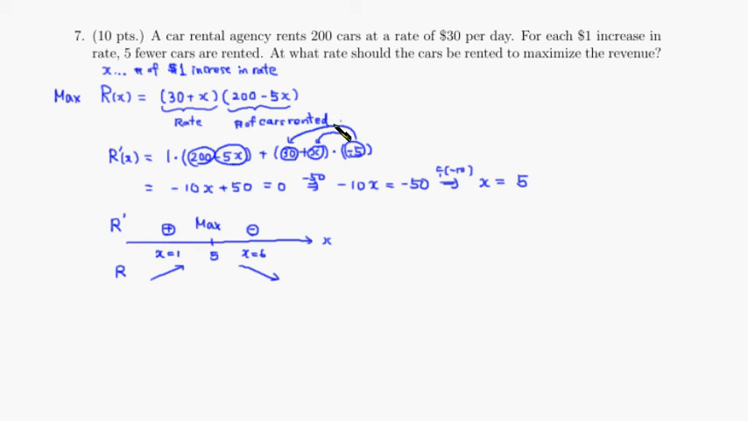So what rate? The rate is going to be 30 plus x. So you have 30 plus 5, which is going to be $35. So this is the best rate to maximize the revenue. All right, that's it. I hope that this was clear.